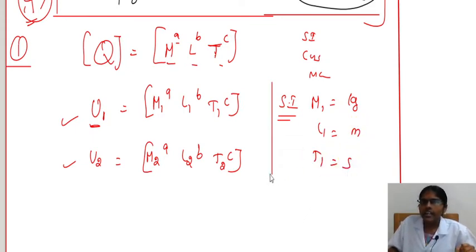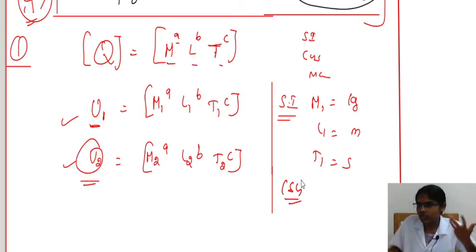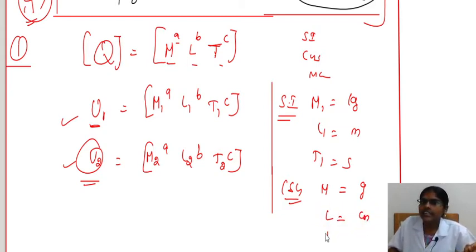Am I correct? If otherwise I am choosing CGS as the second unit, the second system of unit is CGS. So in that, what is M? Mass will be measured in gram. Length will be measured in centimeter. Time will be measured in second. See, dimensions will be same, but the units are different. So since the units are different, I am just giving a different name. That's it. Okay, so that's why I am giving different names.